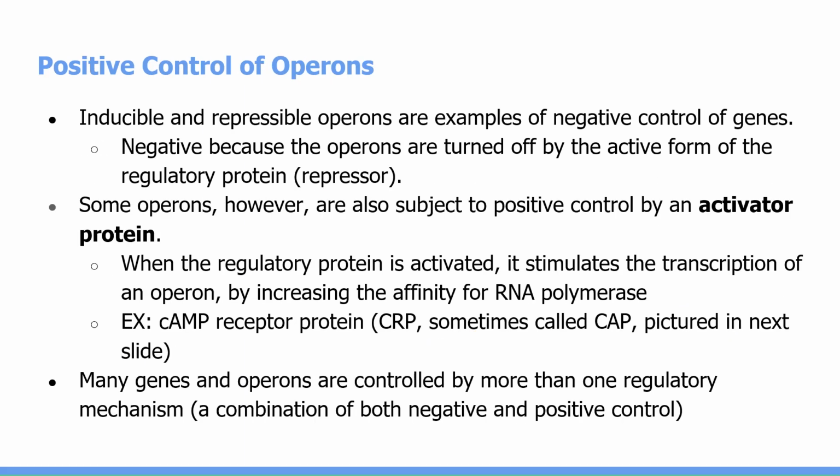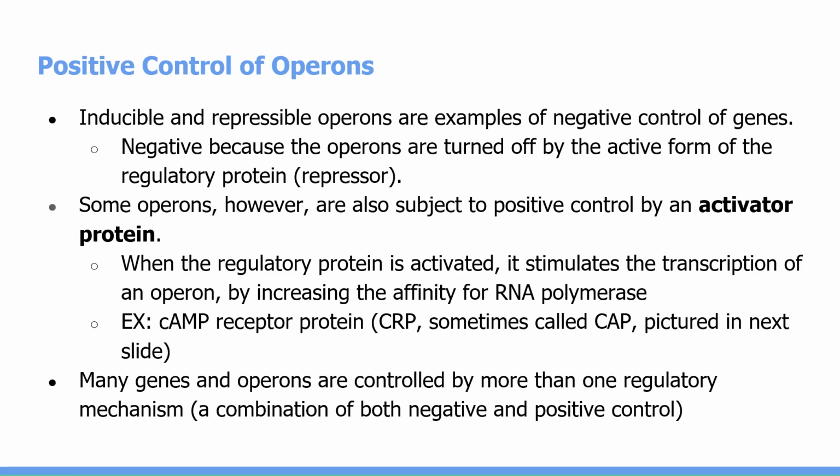So we have talked about the negative control operons, but there is something called the positive control of operons. And these are controlled by things called an activator protein. So when the regulatory protein is activated, it stimulates the transcription of an operon by increasing the affinity for RNA polymerase. So what does that all mean in simple English?